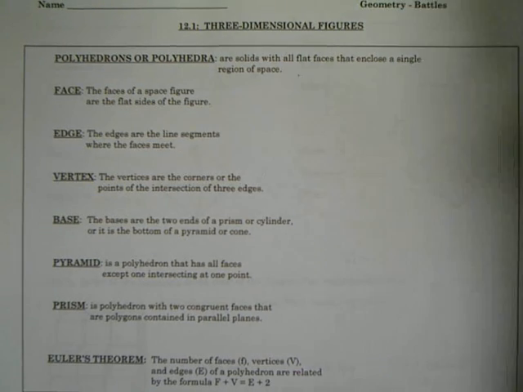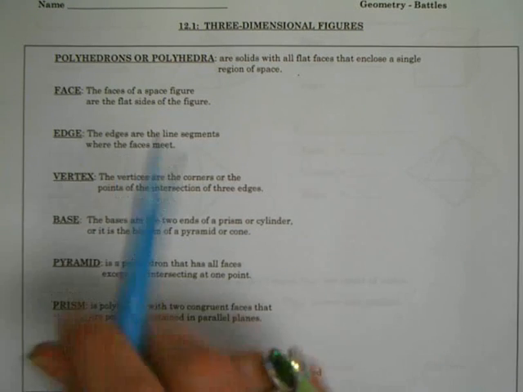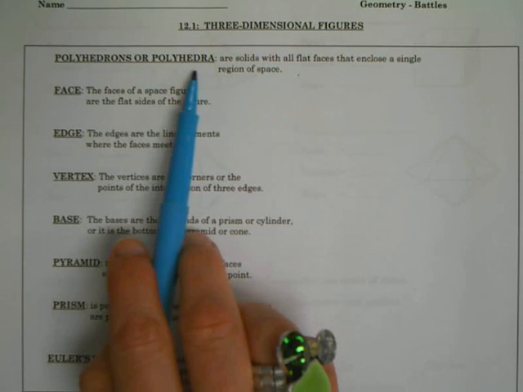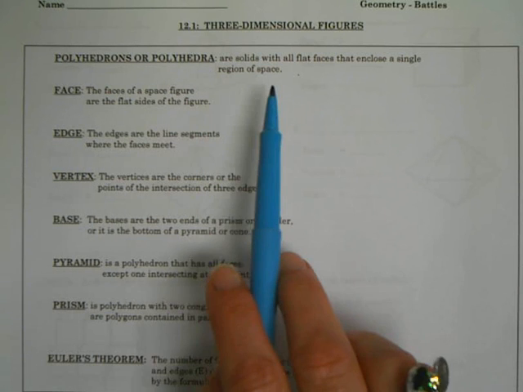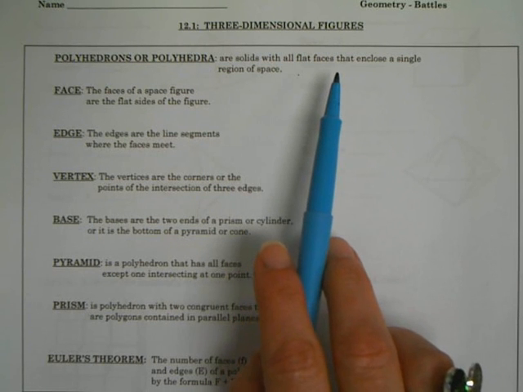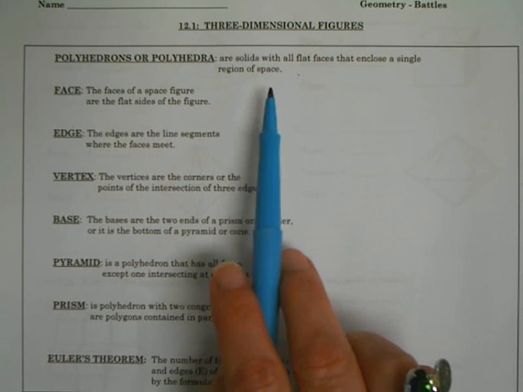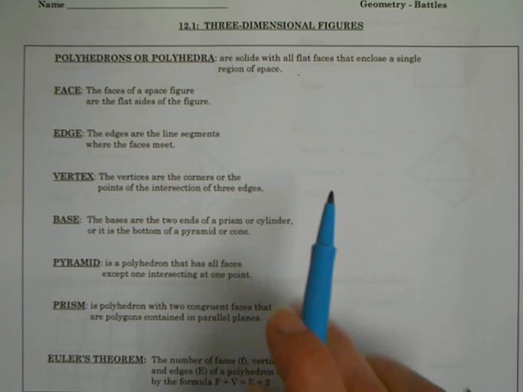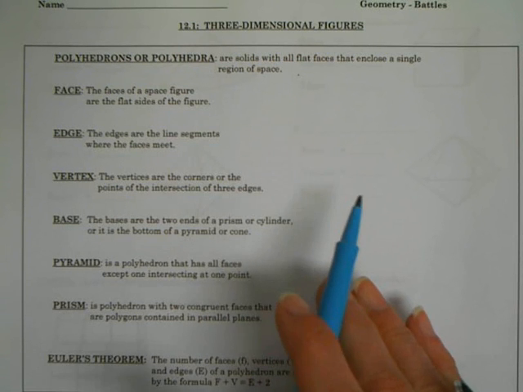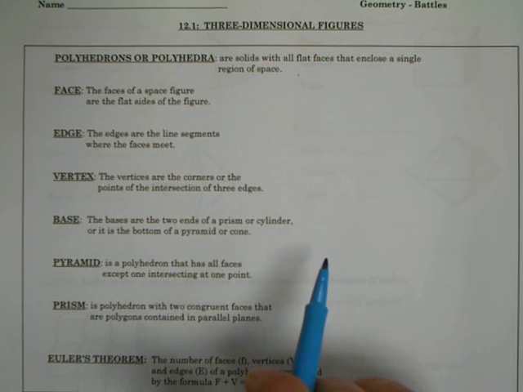Okay, we refer to these figures as polyhedrons or polyhedra, the plural version. They're solids with all flat faces that enclose a single region of space. So some of the different examples that you might see are cubes, cones, pyramids, prisms, those types of things.